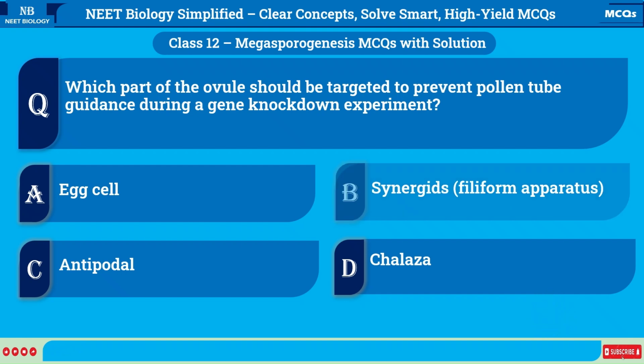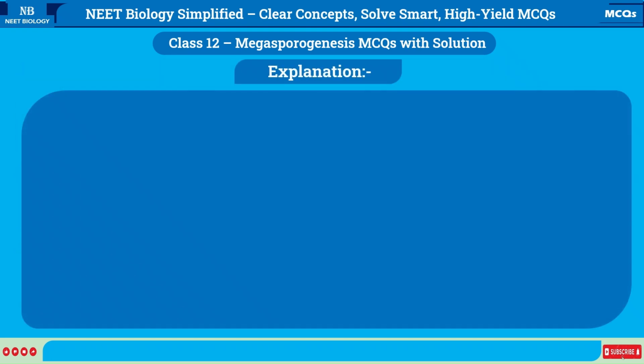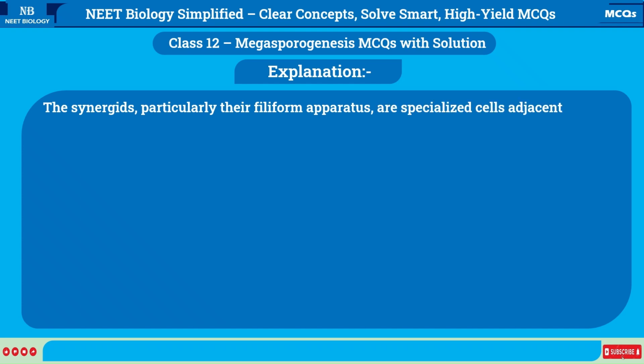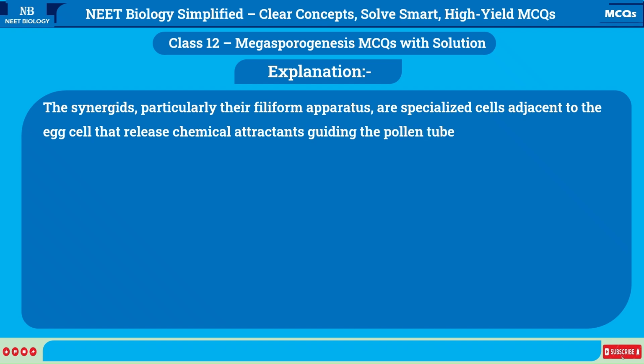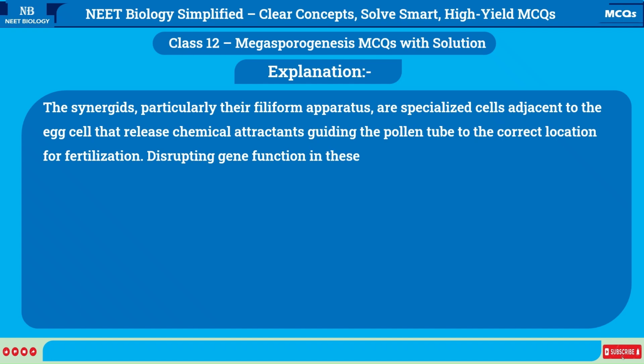Correct answer is B. Synergids, filiform apparatus. Explanation: the synergids, particularly their filiform apparatus, are specialized cells adjacent to the egg cell that release chemical attractants guiding the pollen tube to the correct location for fertilization. Disrupting gene function in these cells would impair pollen tube guidance.